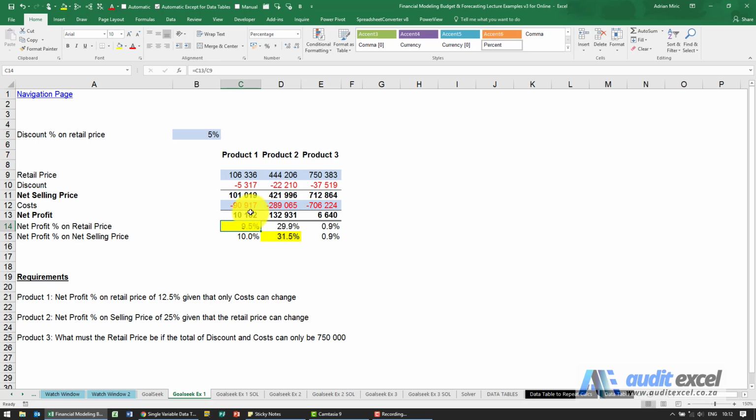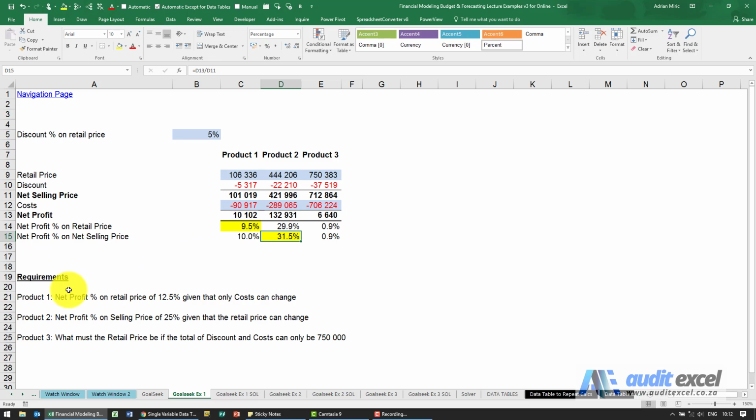In this example, we've got a number of products. We've got the retail selling price, a set discount that's allowed to give us a net selling price, the costs, and therefore a net profit. We've then got a percentage on the retail price, so that's based on the net profit on the original retail price, and the net profit on the net selling price.